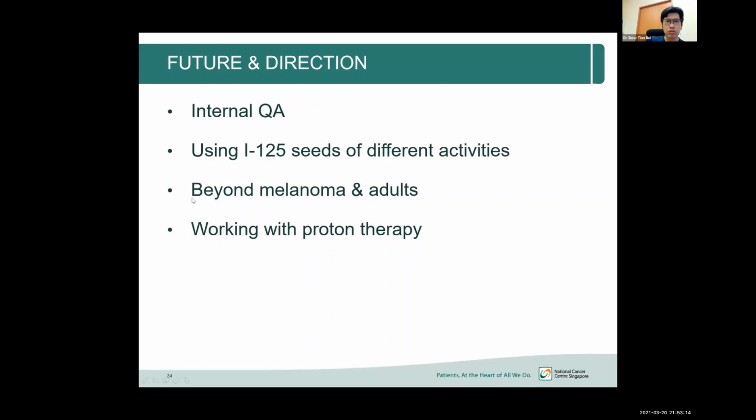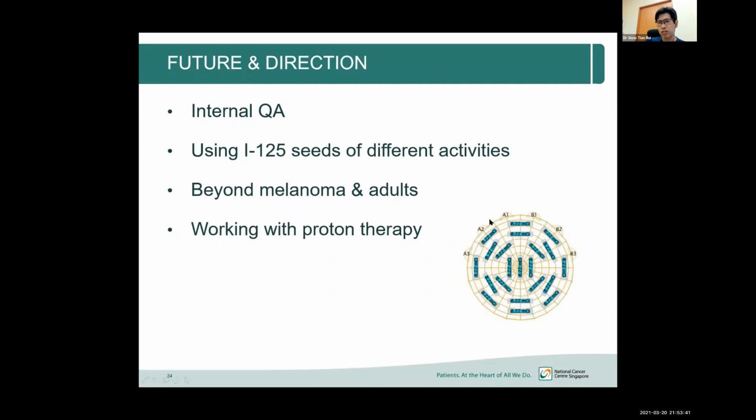So going forward, as I said, we need to look into internal QA. Our physicists need to buy an ion chamber. We actually already have an ion chamber for prostate seed brachytherapy, but apparently that's not the same for the eye, so we need to buy a separate ion chamber for that. We also want to start looking into using iodine-125 seeds of different activities. We saw that in Spain, and it's a very exciting thing to do.